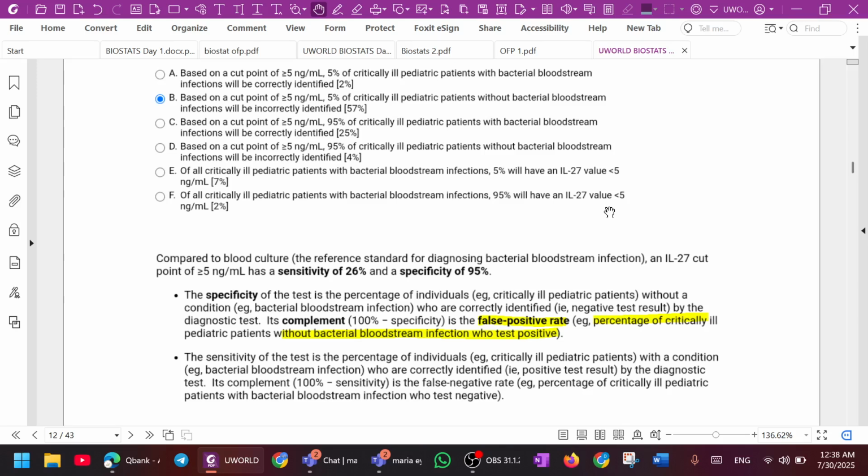The difference between B and E is the sentence. It says based on the cutoff point that they gave you. That's the key. Here it says "out of all," which is critical. Yes, that is the difference. When you make those statements, you need to base it on whatever they gave you in the sentence. So they gave you a cutoff value of 5 milligrams, not based on all the clinically pediatric patients. It's based on the cutoff point that they gave you.